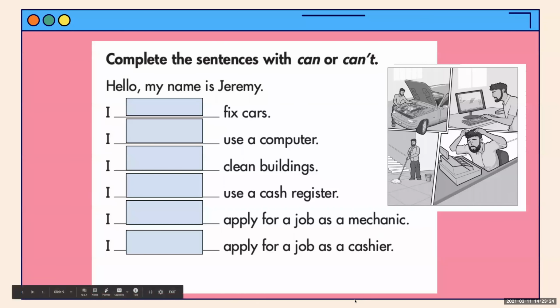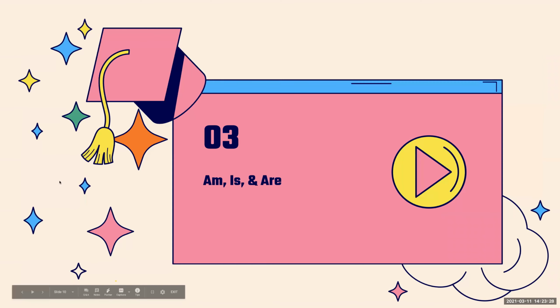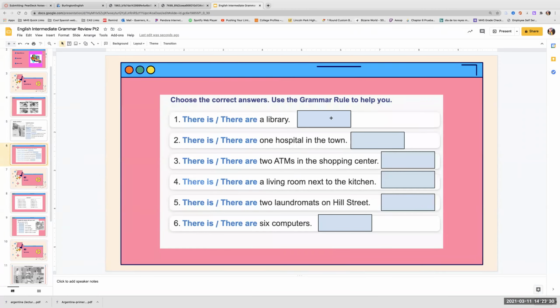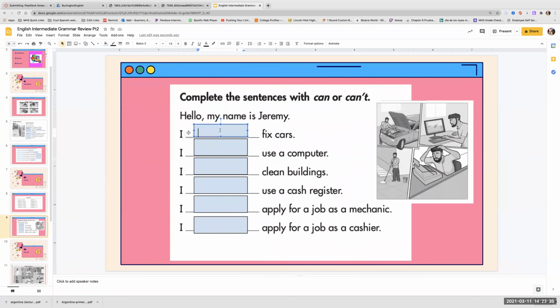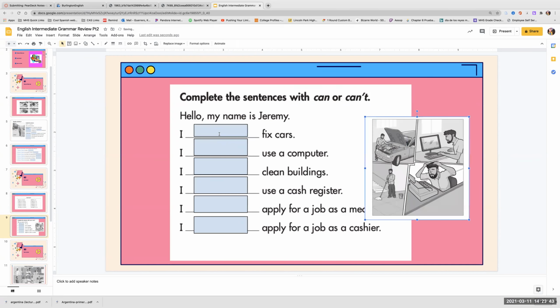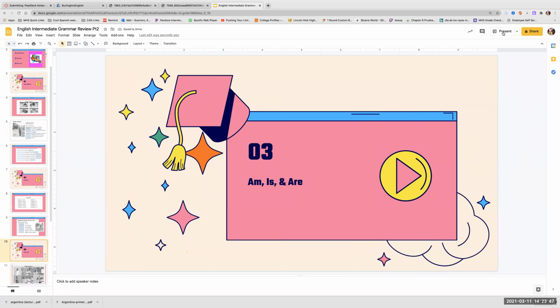I'm not going to give you the answers, but really quick before, I want to make sure that we know that we can use any of these to write our responses. So if we want to say can or can't, you're able to go ahead and edit the slide. So make sure that you're able to do this. So moving on to practice number 3.